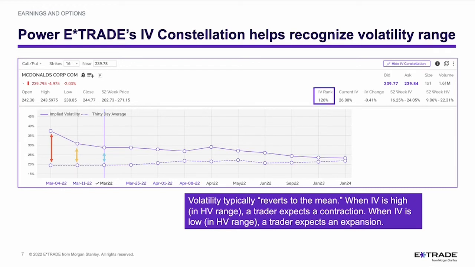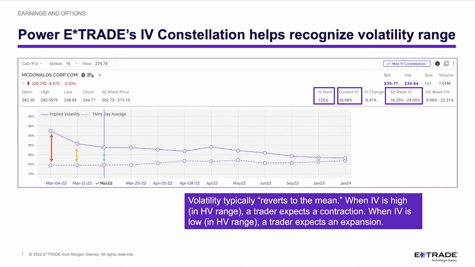The way that we can get this a little more numerically driven is the implied volatility rank, and that's the 126% that we can see. So it is trading 126% higher than what we would expect. The current implied volatility is 26.08. And then the 52-week implied volatility range has been as low as 16.25 and as high as 24.05. Of course, today it's showing 26.08, which is going to be 126% of its historical range. Now, that's the implied volatility range.